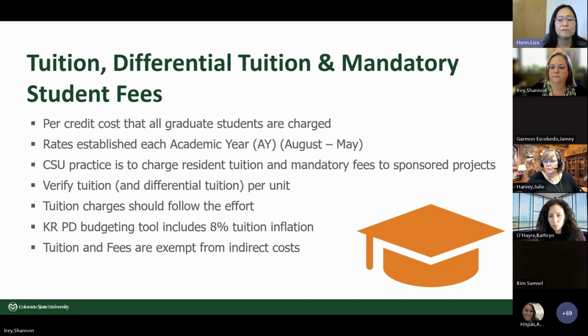KR automatically inflates tuition at 8%. We keep a separate calculator. I'm sure all the different units do. Fees can increase by 3%, the regular amount. And every unit is doing this slightly differently.